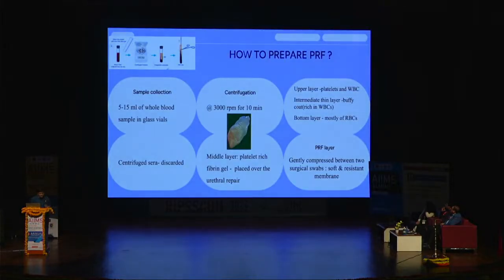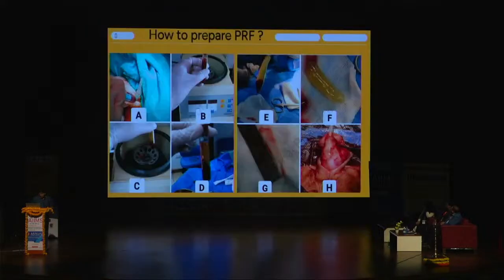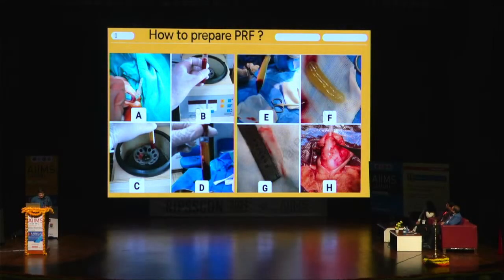How do we do it? We collect 5 to 15 ml of blood, depending on the age and the volume that we can get from the patient. It is centrifuged, and then we get a gel-like consistency material, which is the platelet-rich fibrin. This is the equipment and the setup that we need. Blood sampling is done and then centrifuged, and picture F shows the final product that we get. It's a quite robust, thick membrane.